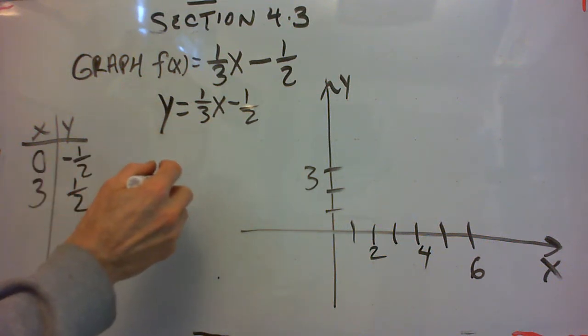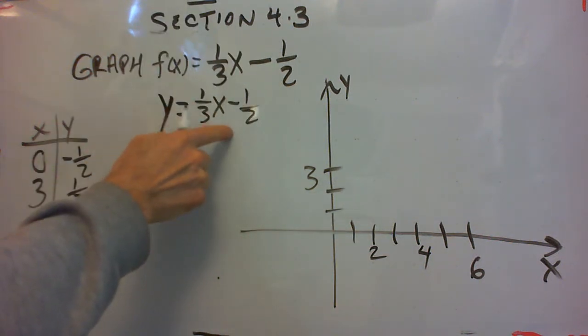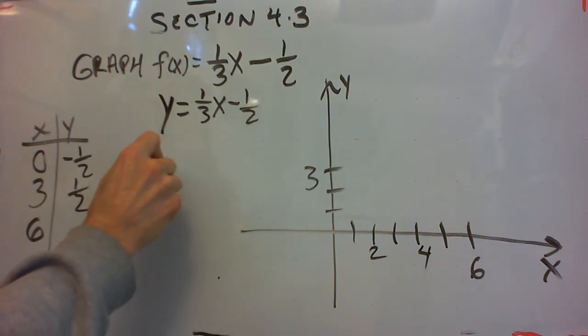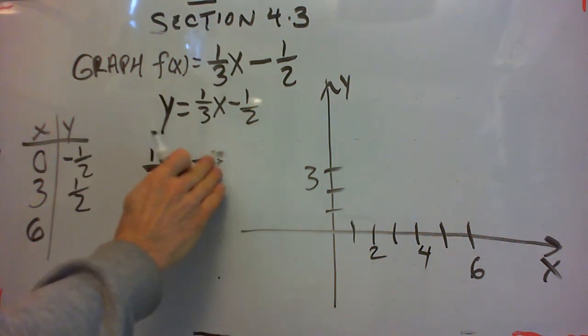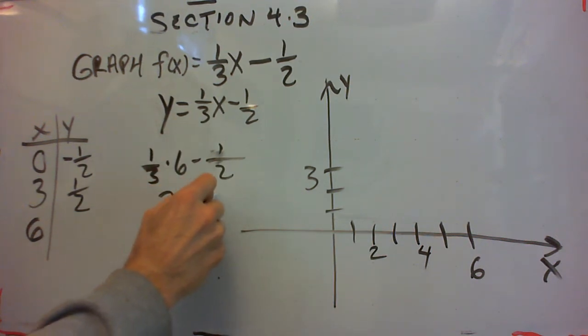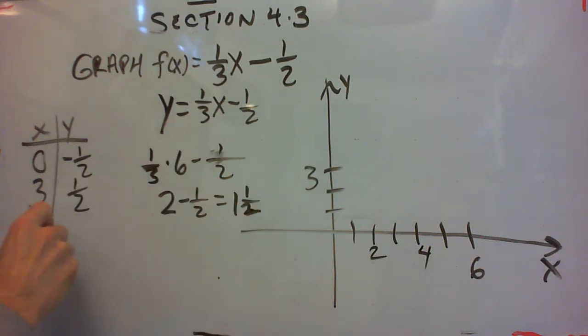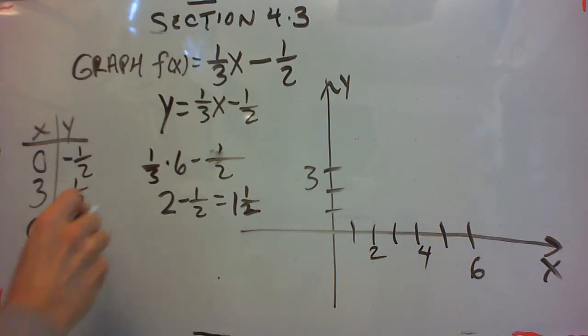And then my next value I would pick would be 6. Or you could pick negative 3 as well. But I'm going to go with 6. 1/3 times 6 minus 1/2 is 6/3, which is 2 minus 1/2, which is 1 1/2 or 3/2. So there's 3 solution points.